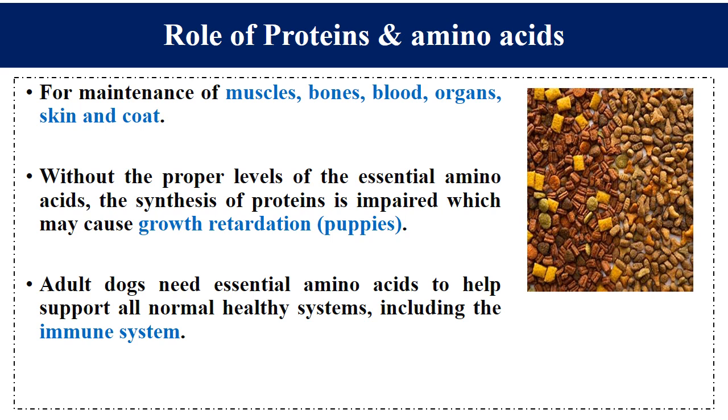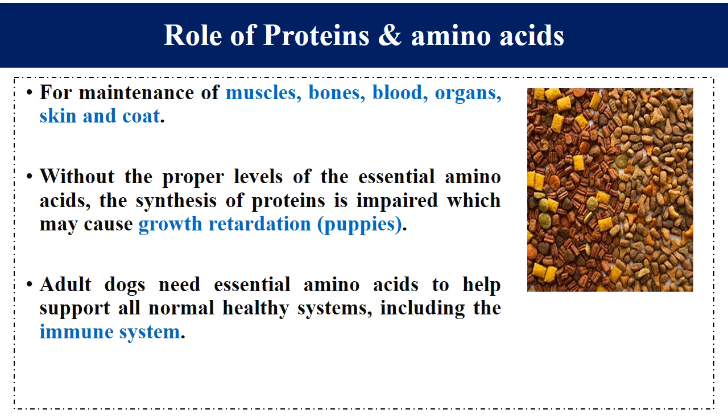Now briefly we will understand the role of proteins and amino acids. This is very important for maintenance of muscles, bones, blood, organs, skin and coat. Everywhere there is a need for protein, but every animal has to synthesize its own protein. So when we eat protein through food, it will be broken down by enzymes and only amino acids will be absorbed. These amino acids will then be supplied for protein synthesis in the cell as per the requirement. So every tissue needs a supply of amino acids.